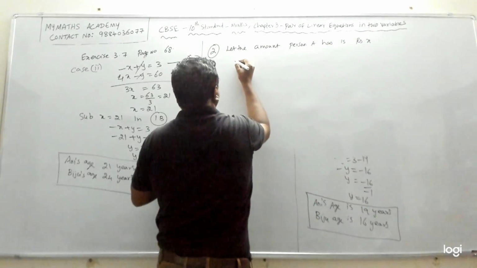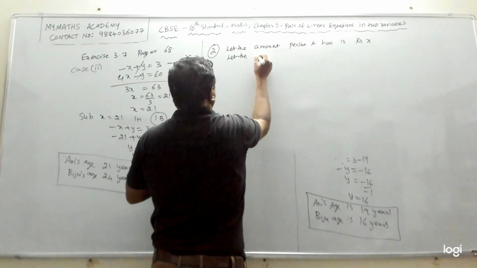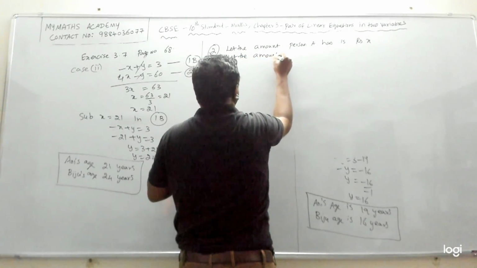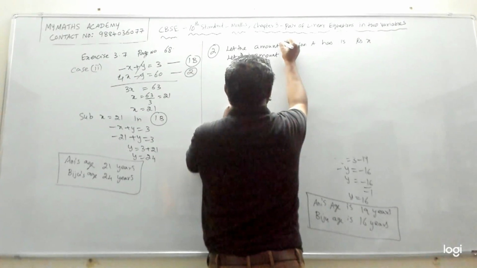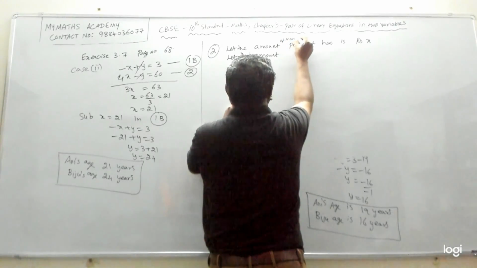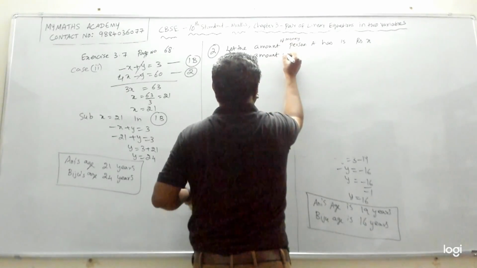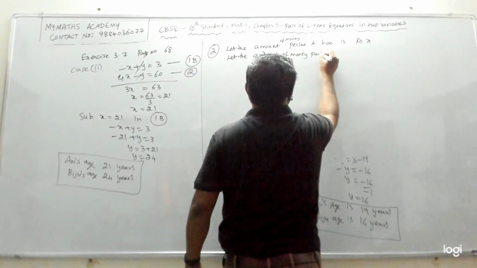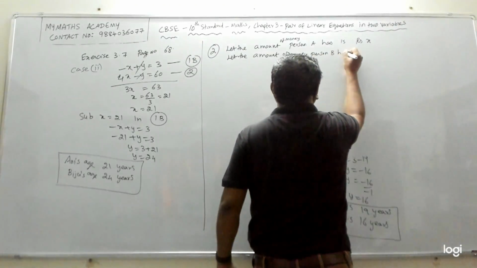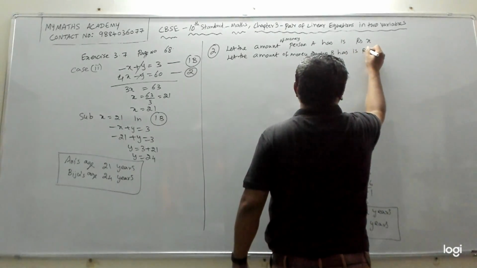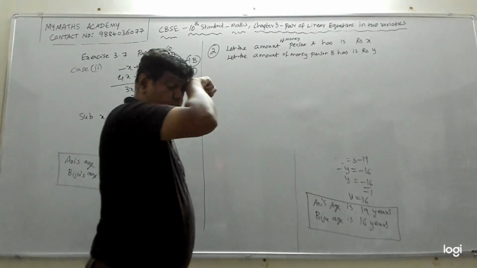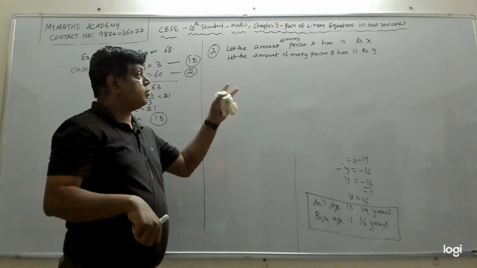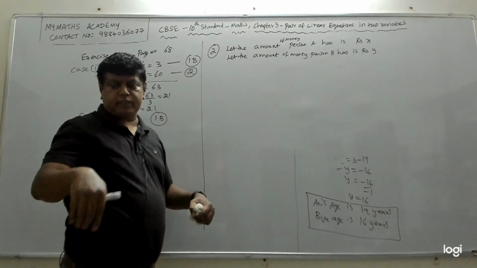Person A. Let the amount of money person B has be rupees Y. So how much does person A have? X rupees. Person B has Y rupees. Now let's read the statement again.